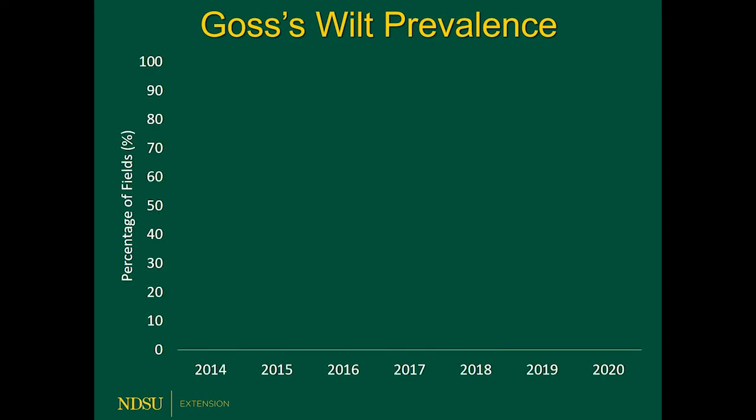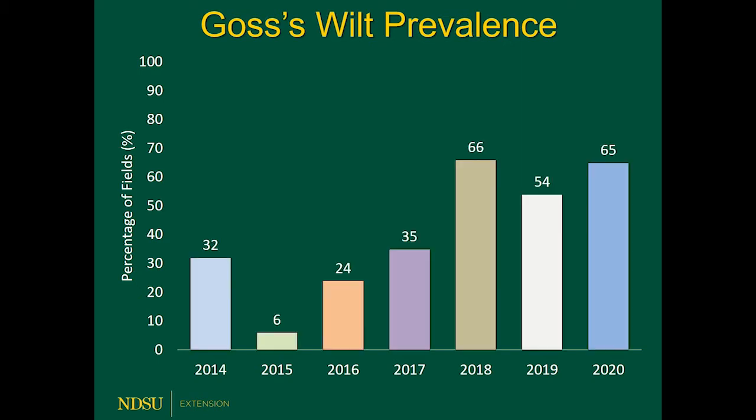I think the best way to explain this is we've been doing a corn disease survey since 2014, and I'm showing you the percentage of fields that we found Goss's in. Now this is just telling us if we found Goss's, whether it was a small patch or a much larger patch in the field. And as we go across the years, we see some variability, but the trend that we're seeing over the past 3 years is we're starting to see more Goss's wilt in the state.